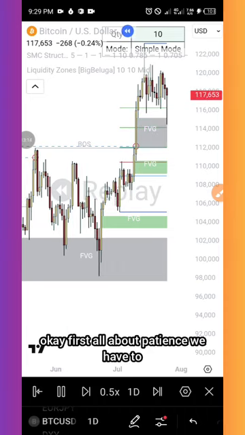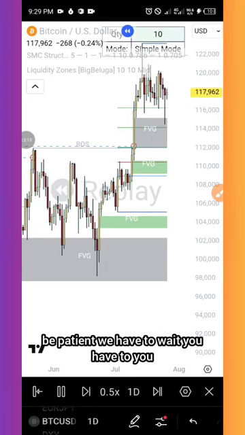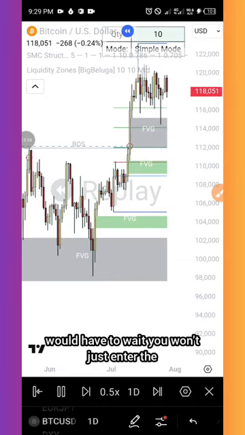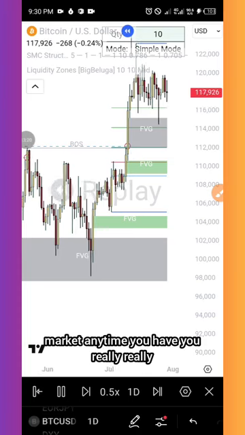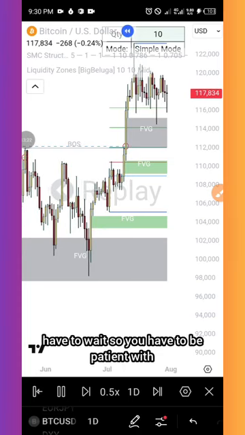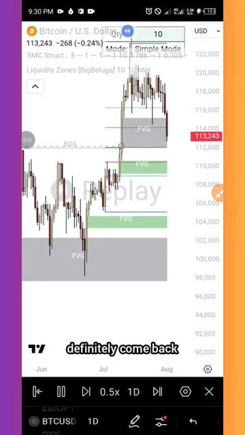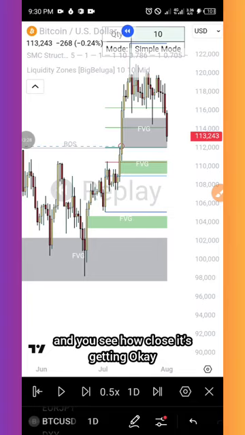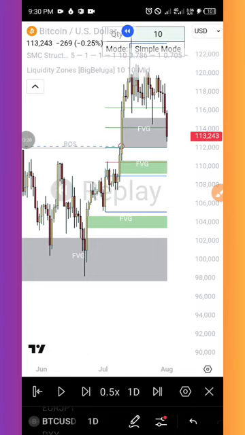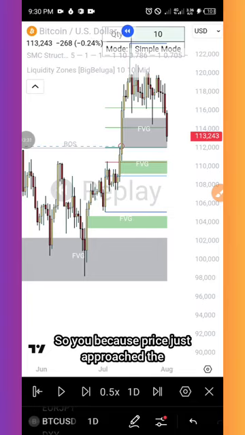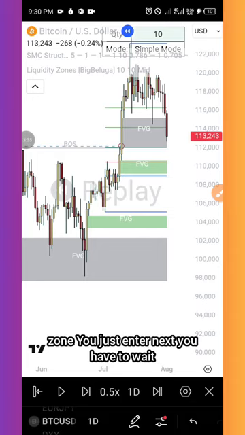First, it's all about patience. We have to be patient. We have to wait. You won't just enter the market anytime. You would really have to wait. So you have to be patient with the candles, especially with price. It will definitely come back. And you see how close it's getting. Okay, we are getting back to the zone. Because price just approached the zone, you won't just enter yet.